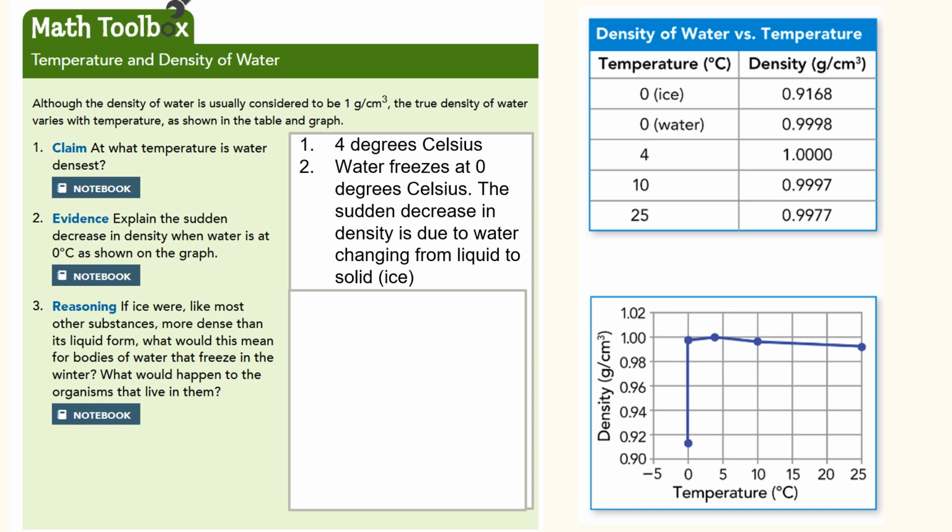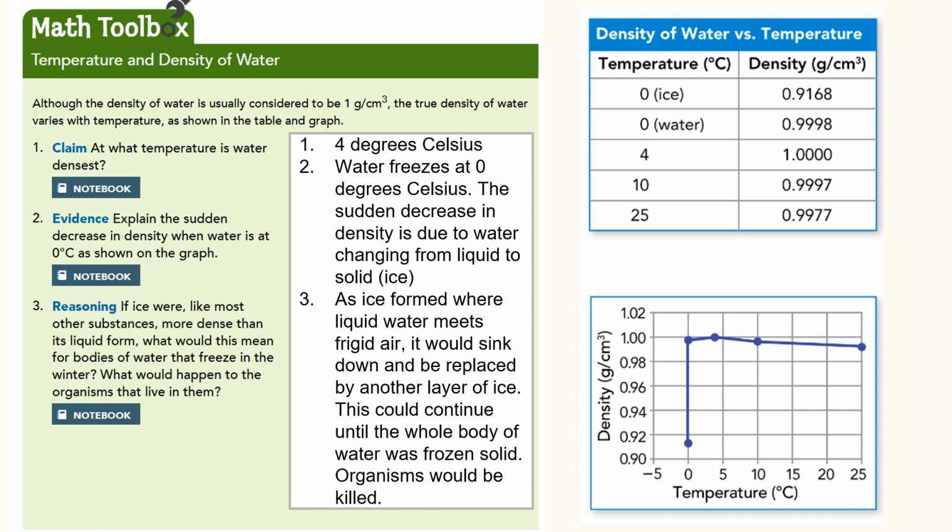Finally, if ice were, like most other substances, more dense than its liquid form, what would this mean for bodies of water that freeze in the winter? What would happen to the organisms that live inside them? So as ice formed where liquid water meets frigid air, it would sink down and be replaced by another layer of ice. This could continue until the whole body of water was frozen solid. If this were the case, organisms would then be killed because of this, and they wouldn't have an area to live and breathe.